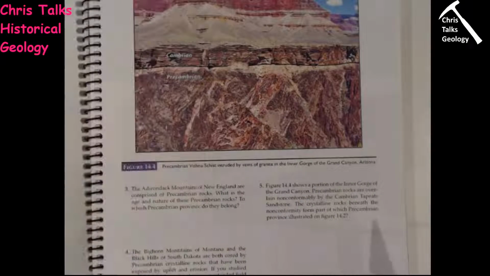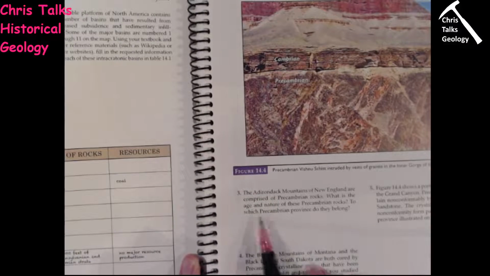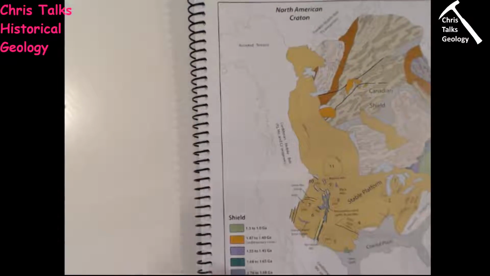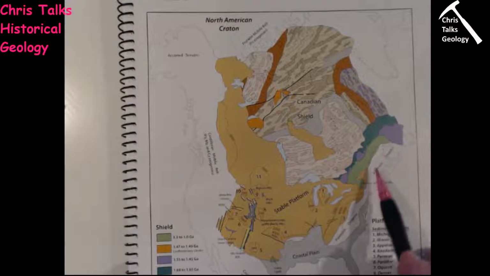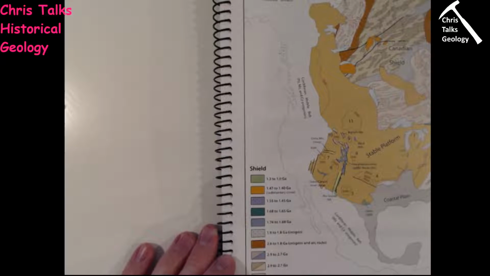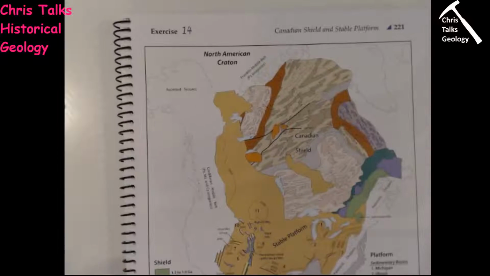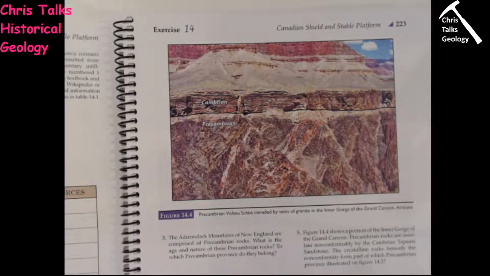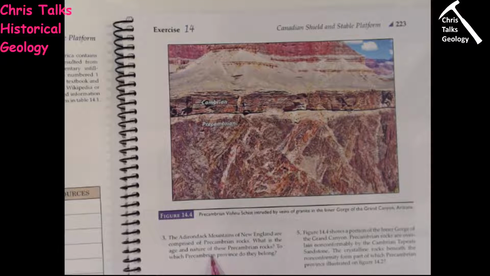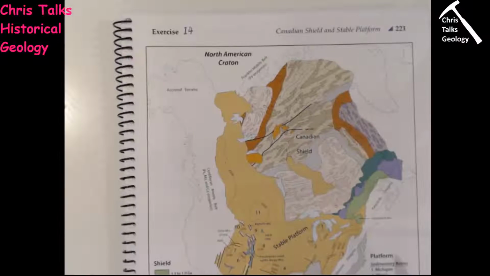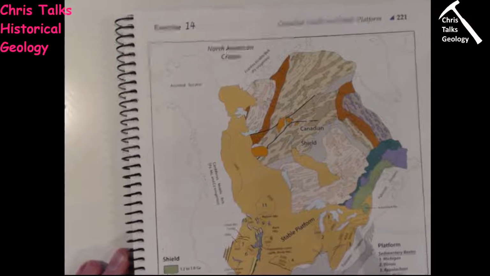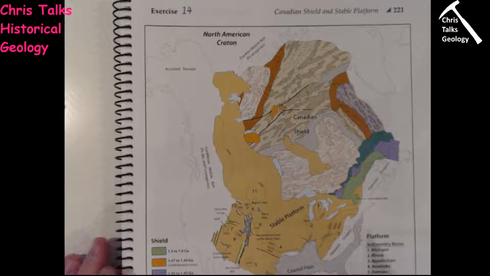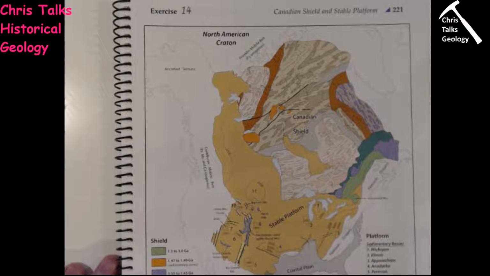So, first, what is the age? Well, you can see there. Go to your key. Stage 1, done. What's the nature of these rocks? Well, that's going to be a little bit more difficult, but once again, jump on Wikipedia, jump on Google, type in Adirondack Mountains and find some information about the types of rocks that occur there.